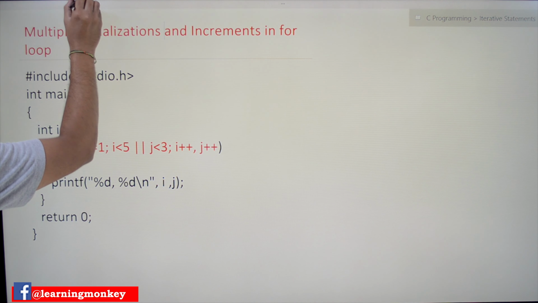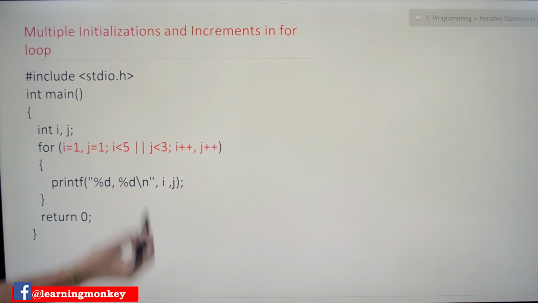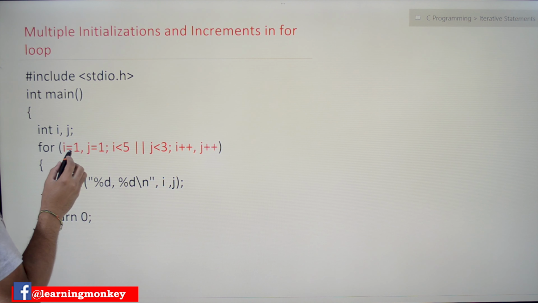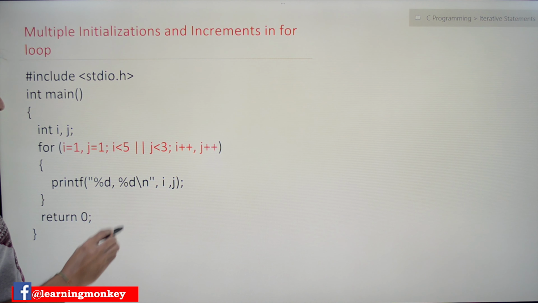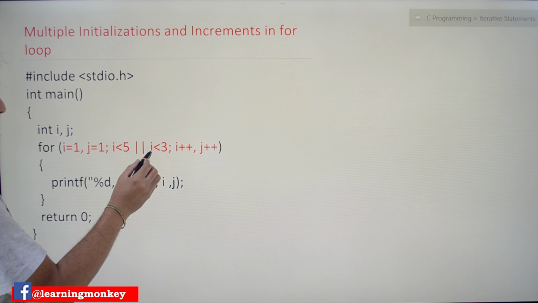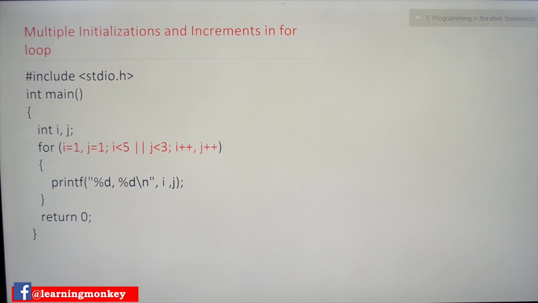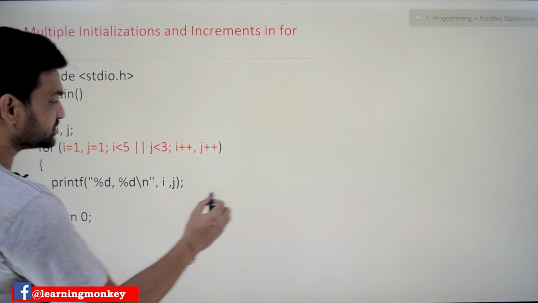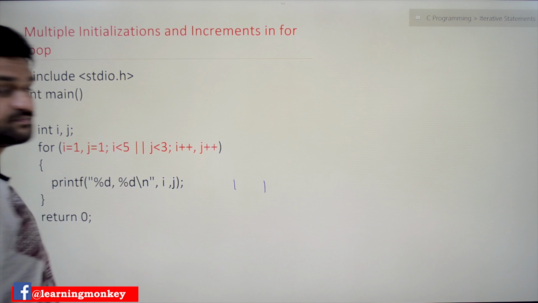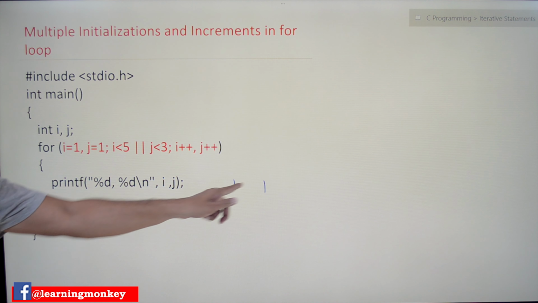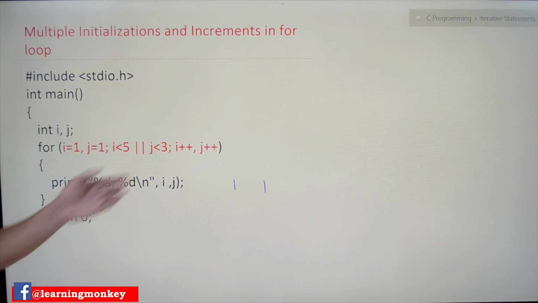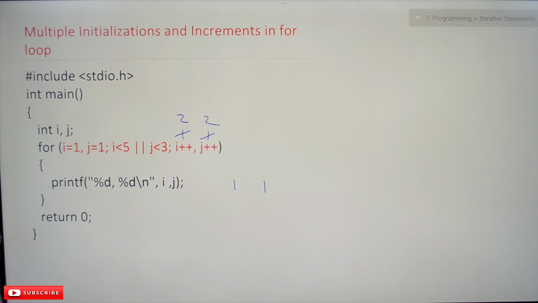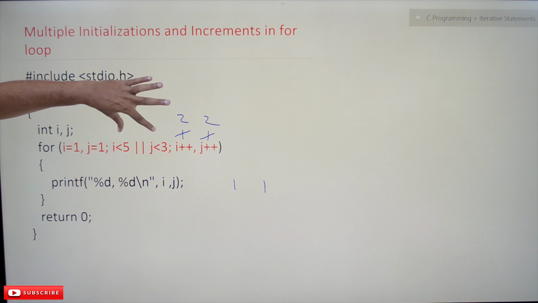Let's try to understand what output we are going to get from this program. Initially the value of i is 1 and j is 1. Here, i less than 5 and j less than 3. Is it true? Yes, it is true. Both are 1 and both are less than 5 and 3. So 1 1 will get printed by this printf statement, and now they will get incremented to 2 2. Now again it is going to check the condition.